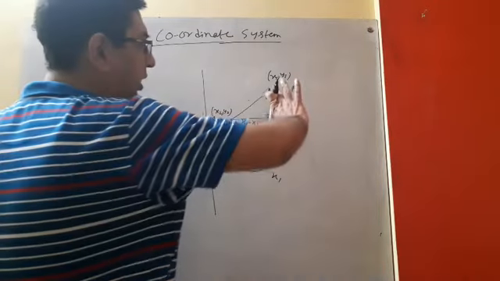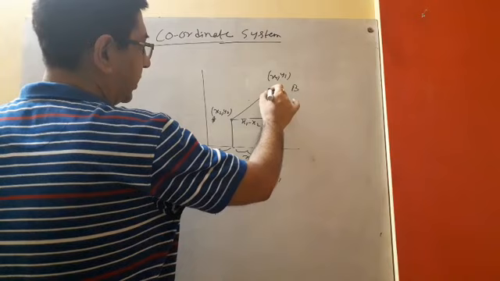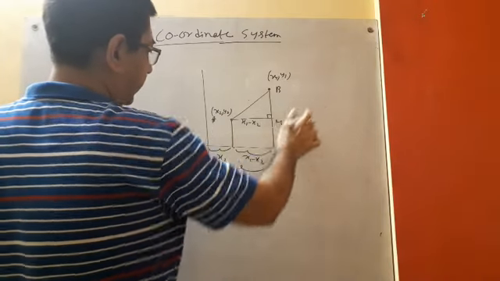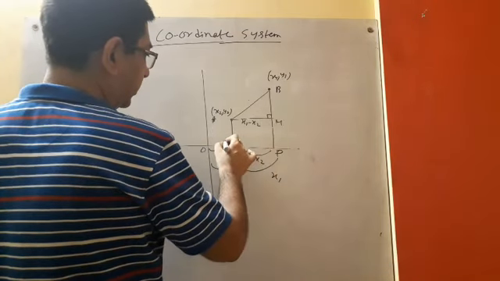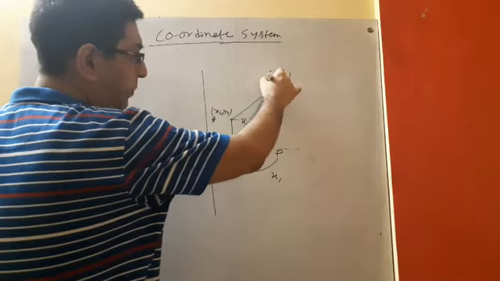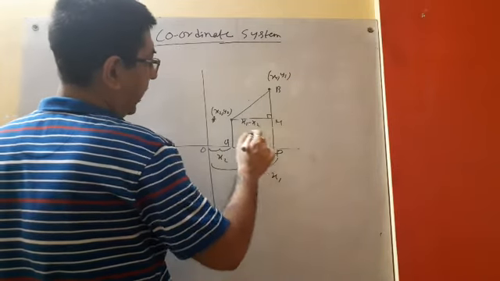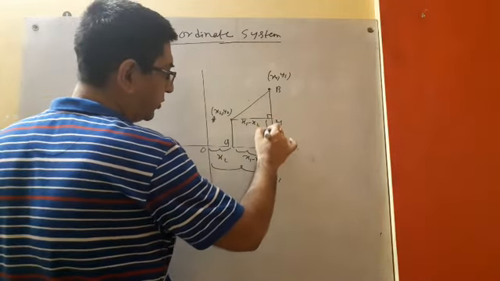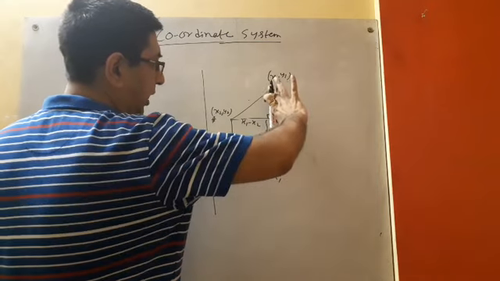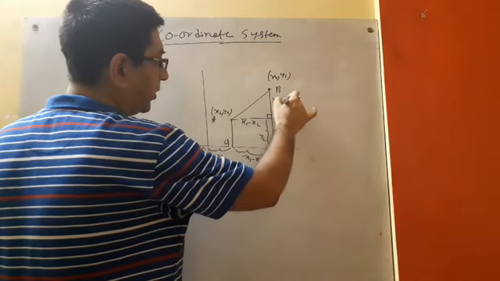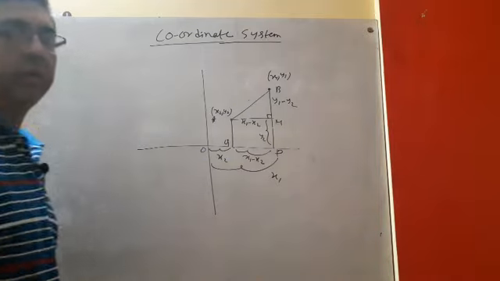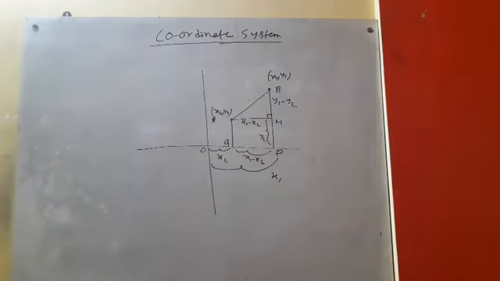Now, this portion, suppose this is B, I told you. This is P. This is Q. Now what is BP? BP is y1 and this is y2. This portion is y2 and the total is y1. So this portion is y1 minus y2. y1 minus y2. Okay.